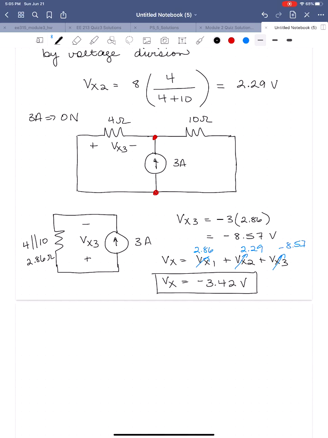So again, we use this to solve for a single voltage or current in a circuit. We would not use superposition if we were asked to, say, find all the voltages and currents in a circuit or to find power delivered or absorbed by every element. Okay, so this was a simple example. Let's work on one that's a little bit more challenging.